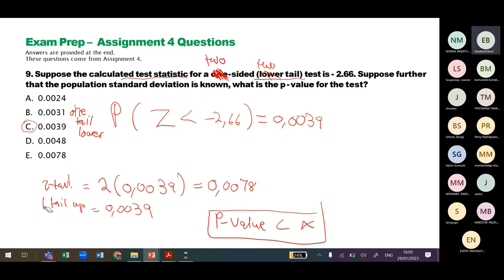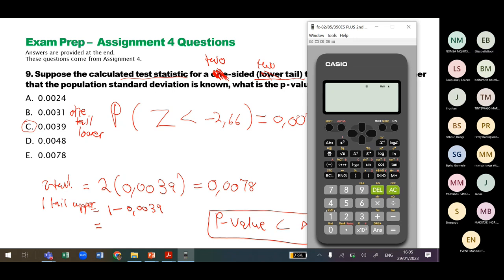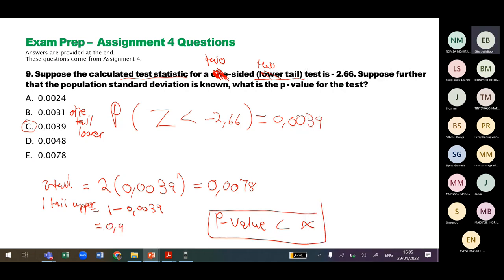Sorry, I made a mistake. If it's one-tail upper, do you see where my mistake is? I'm supposed to say 1 minus 0.0039. The only difference will be how you find the p-value. So 1 minus 0.0039 will be equal to 0.9961.